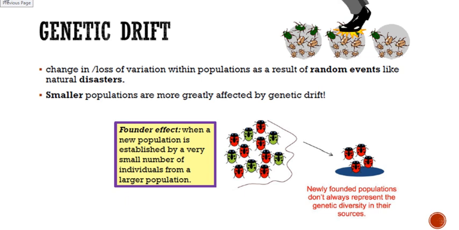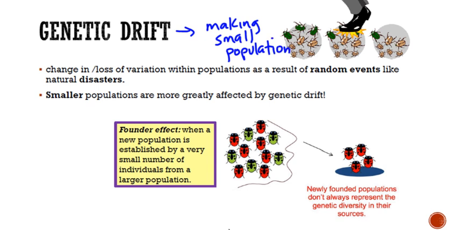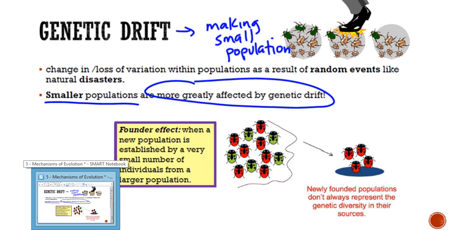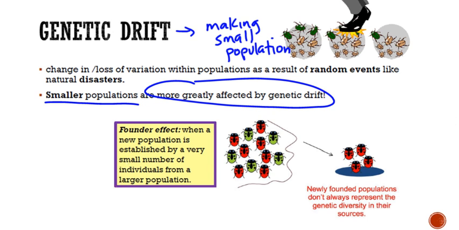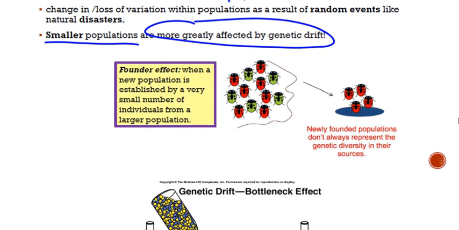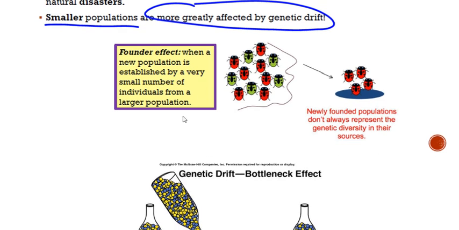Genetic drift. This is when we are basically making a small population. Because changes happen faster in a small population versus a larger one. So we have two types of genetic drift situations. You have a founder effect. A founder effect is when a new population is established by a very small number from the larger ones. So this could be simply a migration.